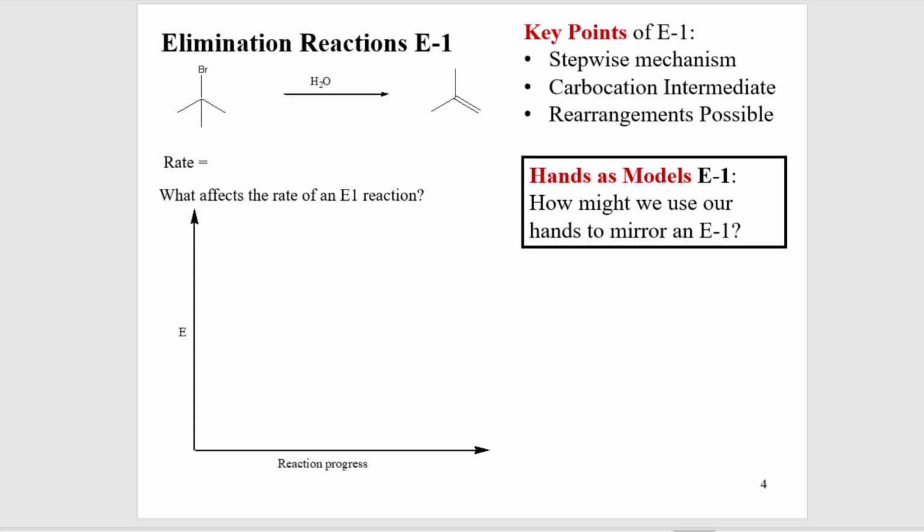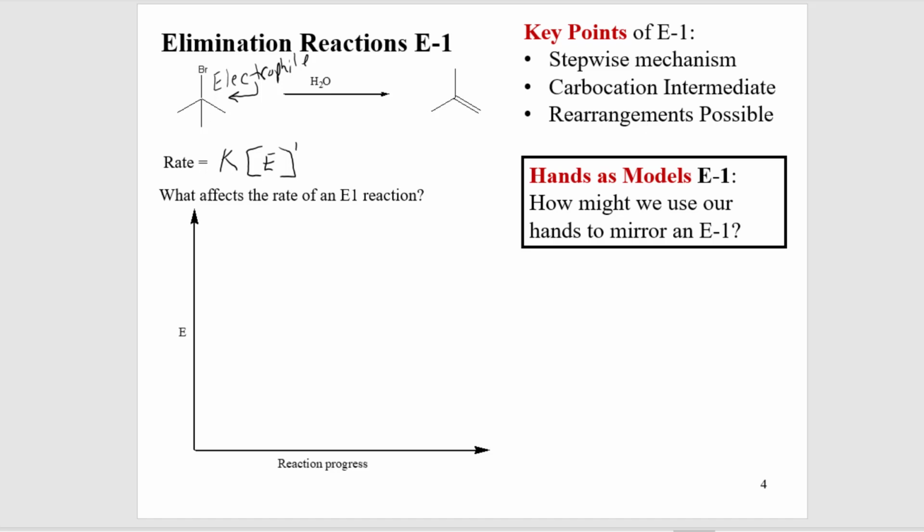The rate for this E1 reaction, again, the 1 stands for first order. Why? Well, it's probably not surprising that the rate can be written as k, the rate constant, times the concentration of the electrophile, the electrophile being your carbon-based system with the leaving group on it. All right, that's your electrophile.